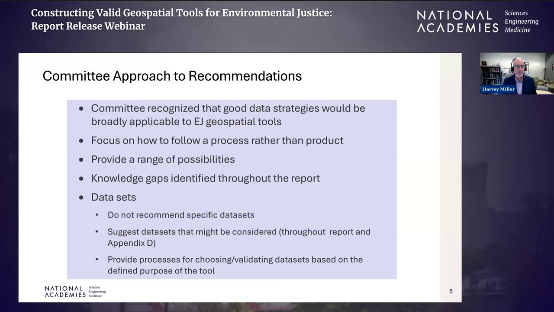And although we discuss possible data sets, we do not recommend specific data sets. We do suggest some data sets that may be considered and provide processes for choosing and validating data sets based on the tool purpose. But again, our approach here and our recommendations, as you'll see later, is to identify the process by which these tools can be developed.